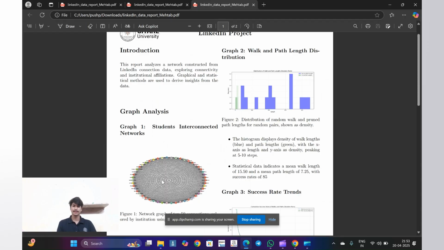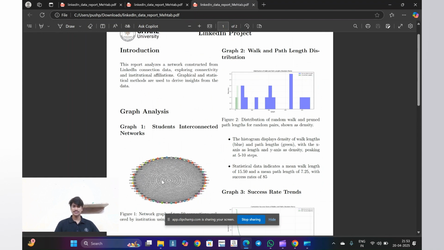The peak is around 5 to 10 steps, where most connections cluster. Statistically, the mean walk length is 15.50 steps, while the mean path length drops to 7.250. Here we can see that the path length is lesser than the walk length after pruning.